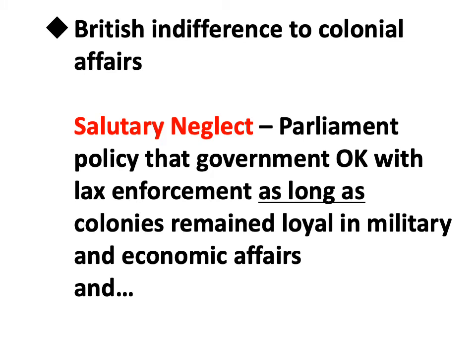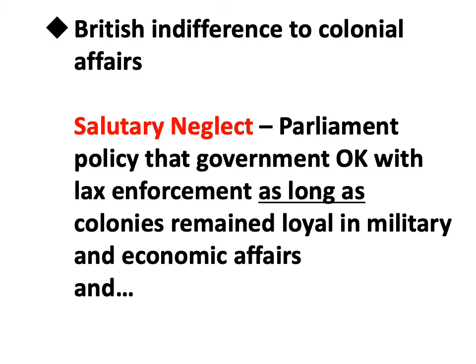In general, the British government was generally pretty indifferent to what happened in the colonies. They had a lot going on in Europe, and Britain at this time, of course, had many other colonies. So the policy of Britain towards the colonies in North America was called salutary neglect.